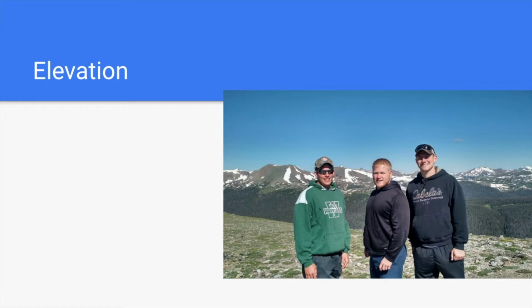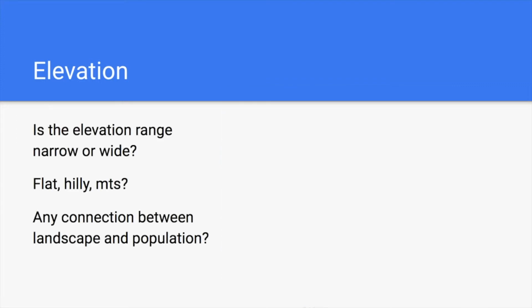That during that same day it was 90 degrees in Denver, and here it was probably 30 or 40 degrees at the top of the mountain, because that elevation, as you increase, it decreases the temperature.